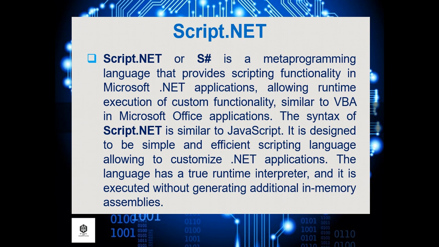Script.NET. Script.NET, or S-Sharp, is a metaprogramming language that provides scripting functionality in Microsoft .NET applications, allowing runtime execution of custom functionality similar to VBA in Microsoft Office applications. The syntax of Script.NET is similar to JavaScript. It is designed to be a simple and efficient scripting language allowing to customize .NET applications. The language has a true runtime interpreter and it is executed without generating additional in-memory assemblies.